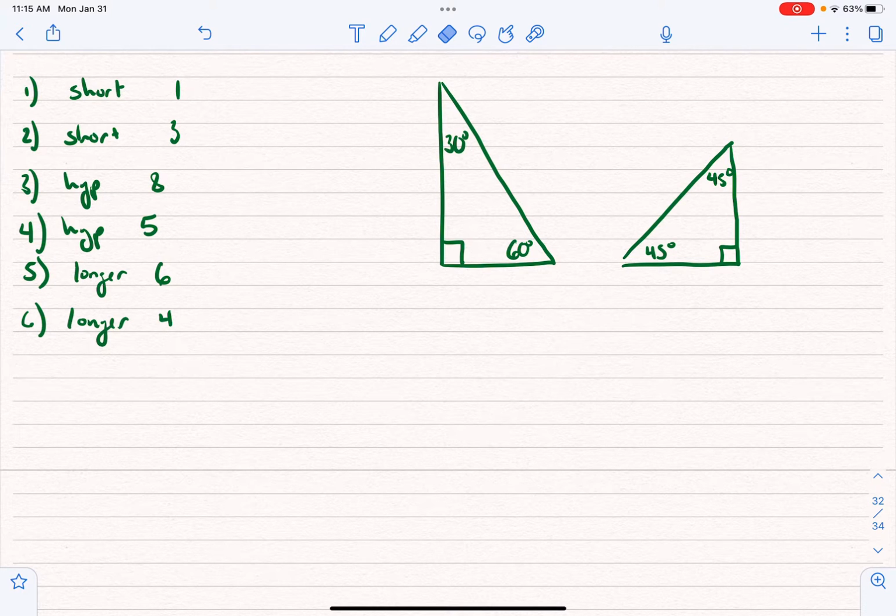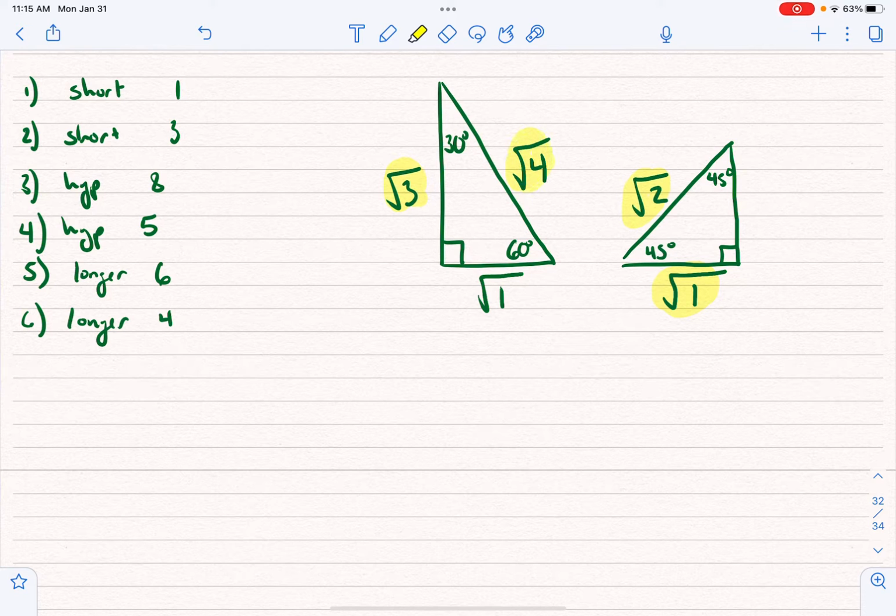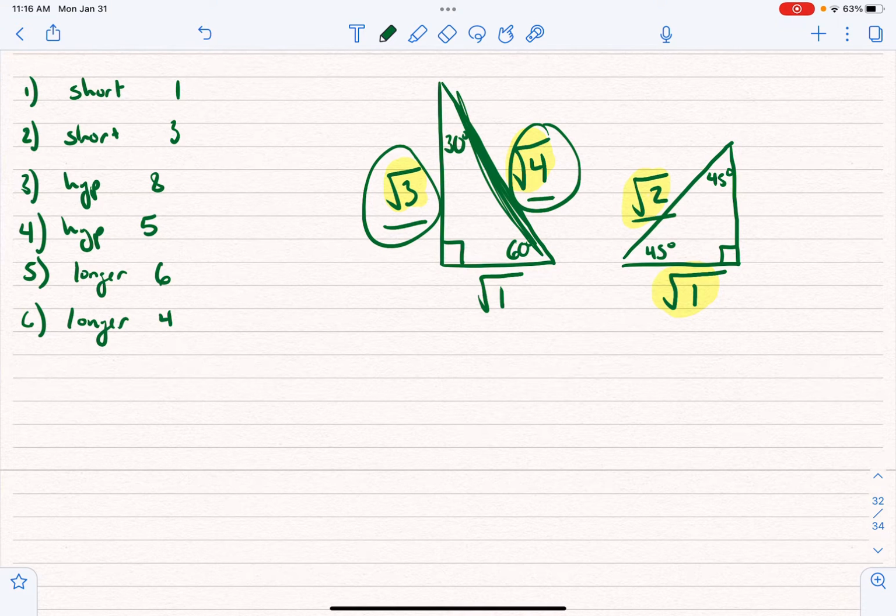If you think about it, if I call the shorter legs of a 45, 45, 90 square root of 1, the hypotenuse is square root of 2. If the shorter side here is square root of 1, this is square root of 3, and then this is square root of 4. So I just see this consecutive growth right here. It's real simple. Clearly square root of 4 has got to be bigger than the square root of 3, and the hypotenuse of a 30, 60, 90 is bigger than the longer leg. And so this should hopefully help in some ways.